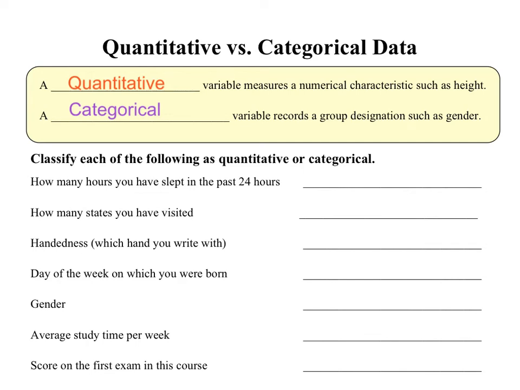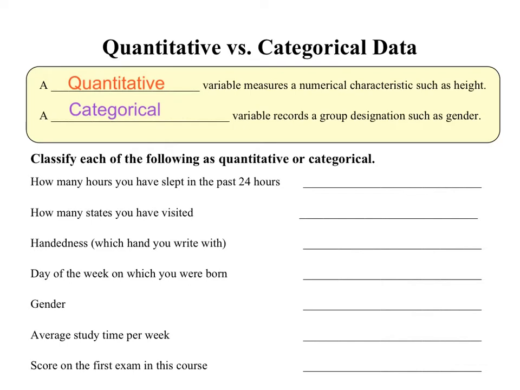In the first part of this lesson, we'll deal with quantitative versus categorical, which is how we specify certain types of data. So we're going to classify categorical and quantitative. A quantitative variable measures numerical characteristics such as height. So when we talk about a range of numbers, categorical is when you have different groups that you're separating things into, such as gender is that example.